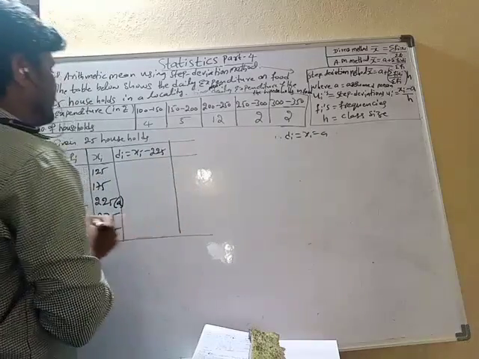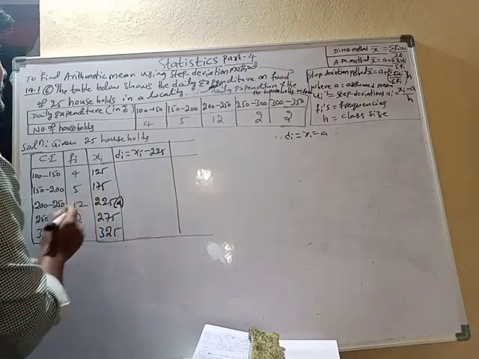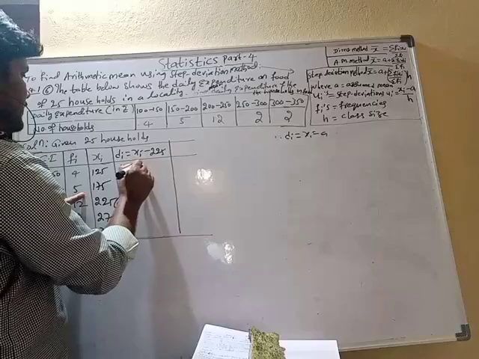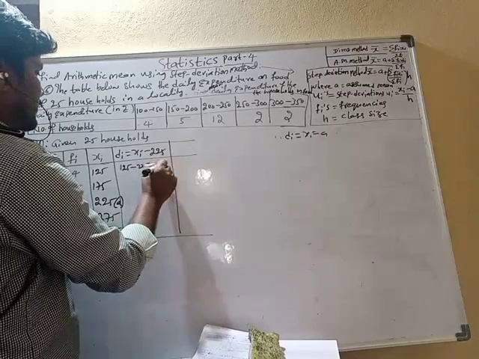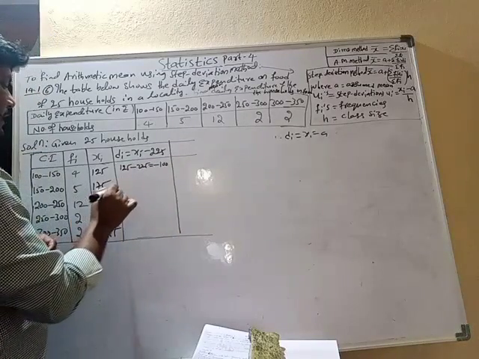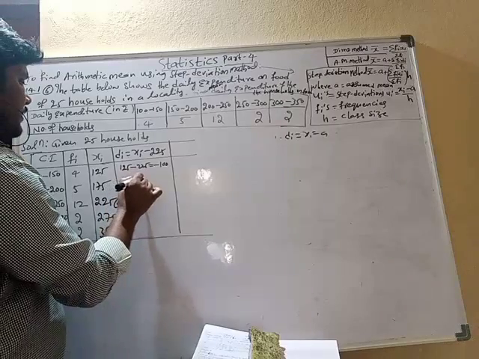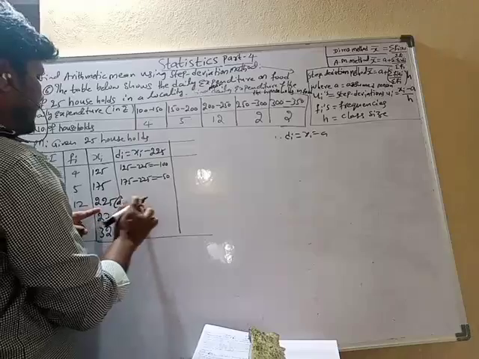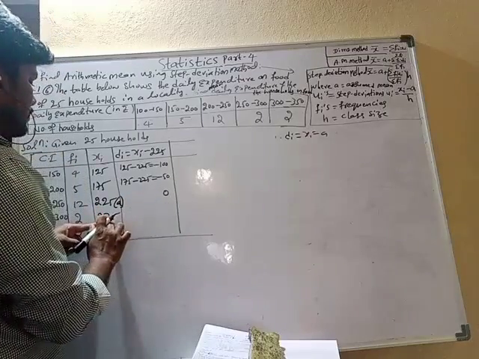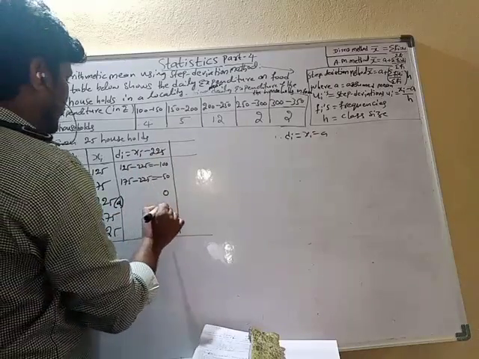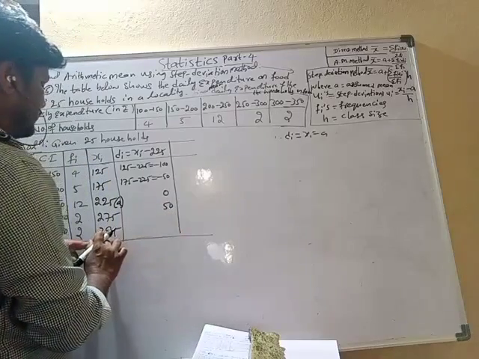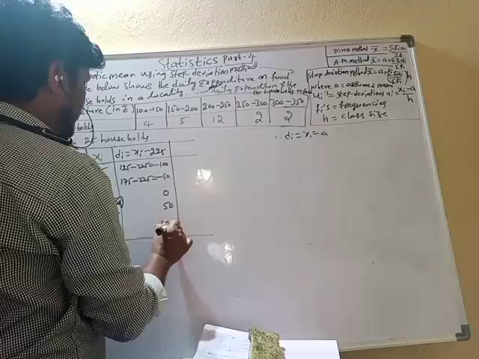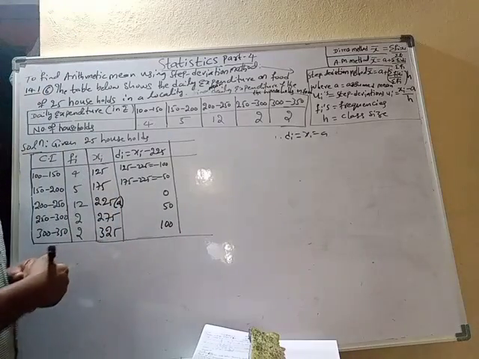Then calculate di as xi minus 225. That is 125 minus 225, what do you get? Minus 100. Similarly, 175 minus 225 is minus 50, 225 minus 225 is 0, 275 minus 225 is 50, and 325 minus 225 is 100. Observe the di values here.